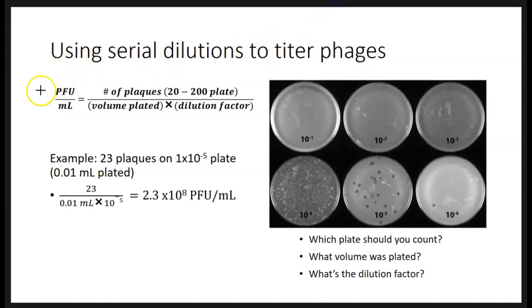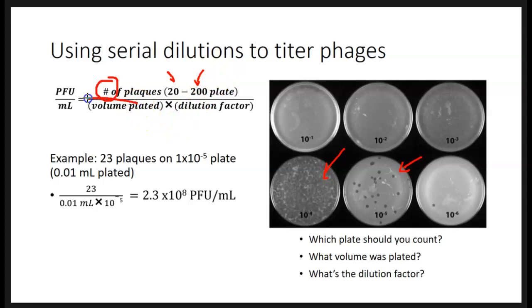So when we calculate the number of PFUs per milliliter, we want to find a plate where we can count a number of plaques. We want to find a plate where we can count between 20 and 200 plaques. We want a plate that looks like this here, where we have enough plaques that we can get an accurate count, but we don't have so many that they overlap and we can't count them. We don't want to be sitting there all day counting thousands of plaques.